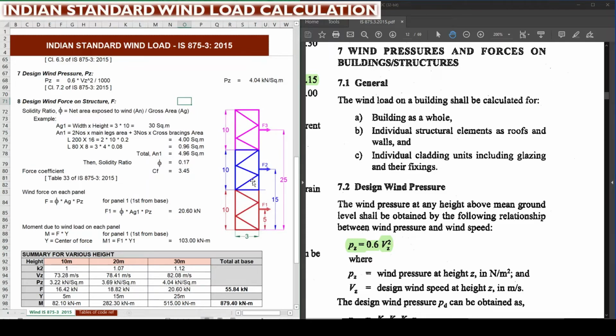Also this structure has bracing, 3 numbers of bracing per segment. You can see it is a cross bracing. So we are going to calculate now the solidity ratio. The solidity ratio is nothing but the ratio between the net area exposed to wind, AN, to the gross area. For example, I am showing here how to calculate the gross area. Gross area is nothing but the width of the segment, that is 3 meter here, into the height of the segment, that is 10 meter. So 3 into 10 is 30 square meter.